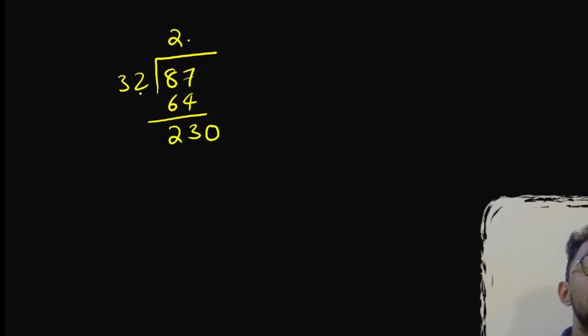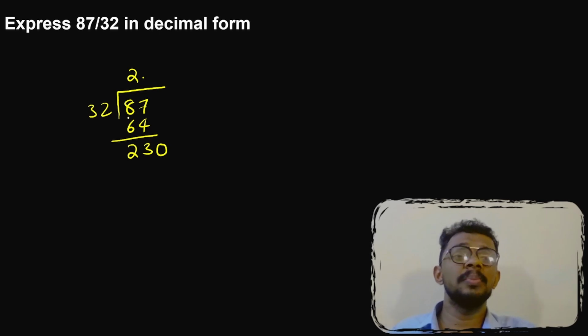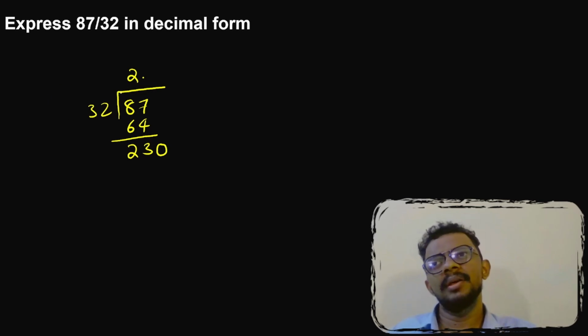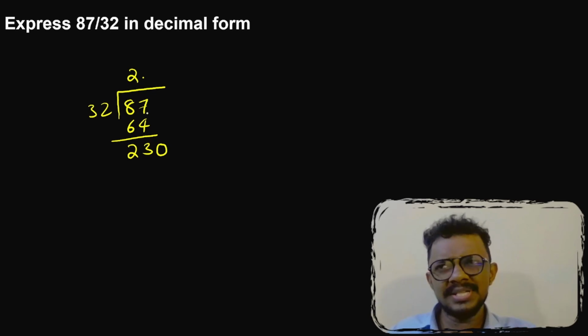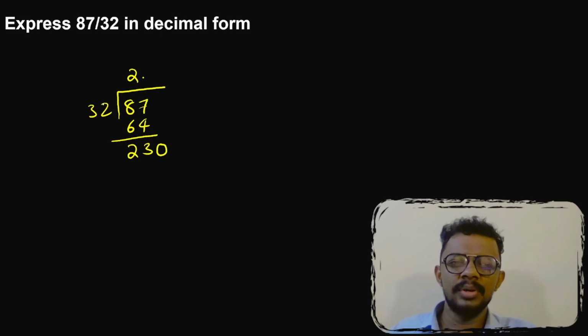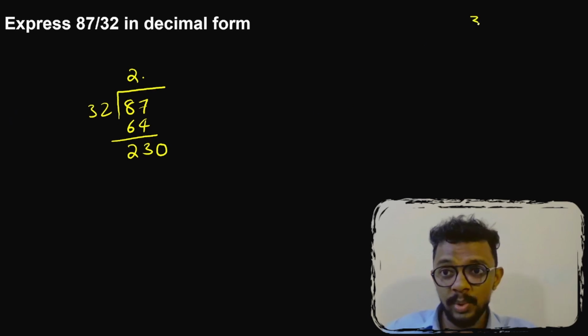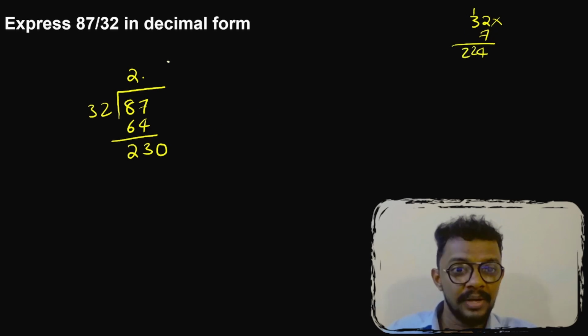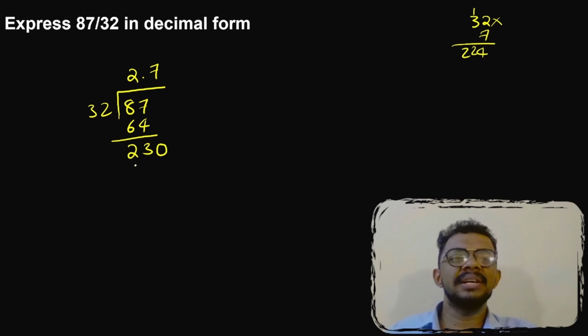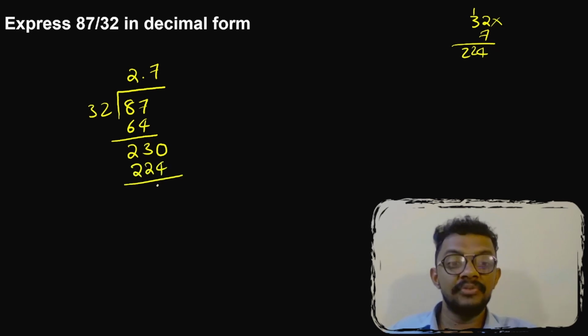In 230, how many 32s are there? I don't know, maybe 32 into 5. 32 into 10 is 320, so 32 into 5 will be half of 320, 160. So 32 into 6 will be 192. 32 into 7 will be 220 something. Let's check 32 into 7. What is 32 into 7? It's 224. So 7 it is. 7 into 32, 224. The difference is 6.